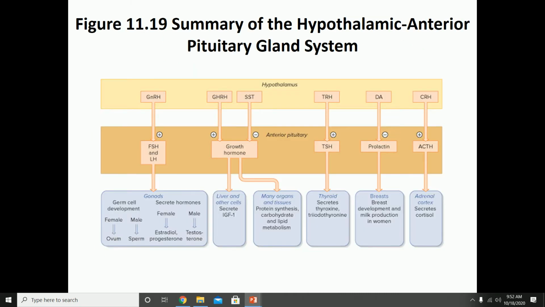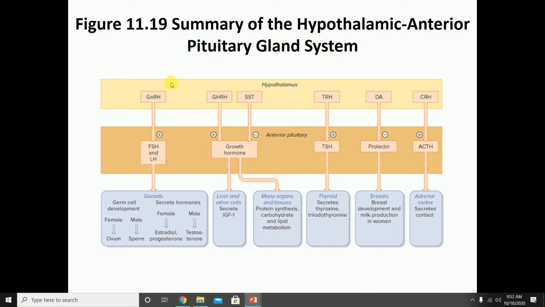So let's take a look at the summary of the hypothalamic anterior pituitary gland system. So notice this is the anterior gland. We have not discussed the posterior gland yet. So that yellow bar on the top represents the hormones coming out of the hypothalamus. This orange bar represents the hormones coming out of the anterior pituitary gland. And then down here are different target cells. We'll take them one at a time.